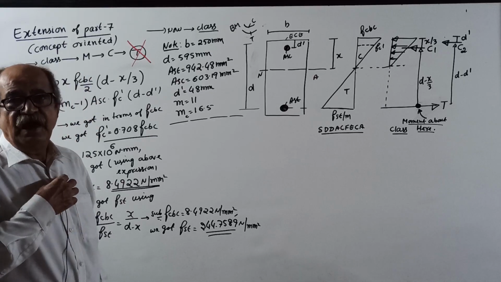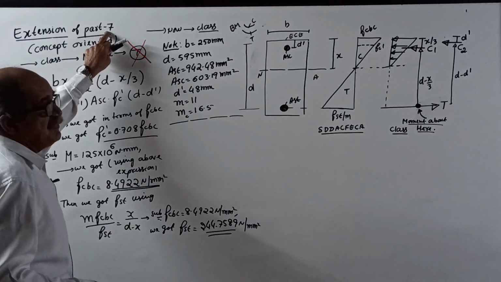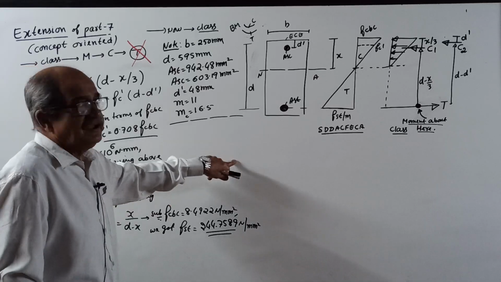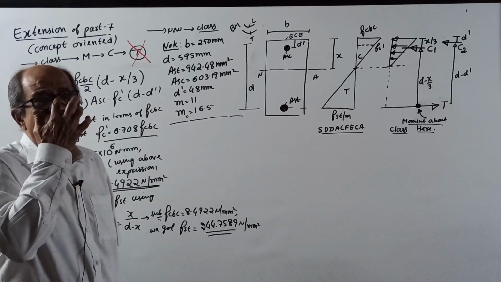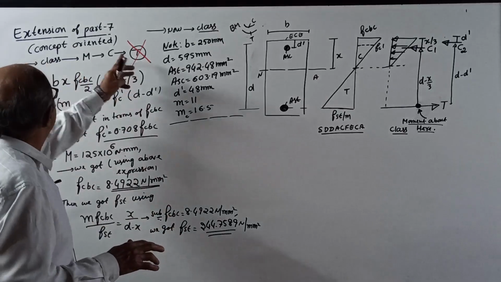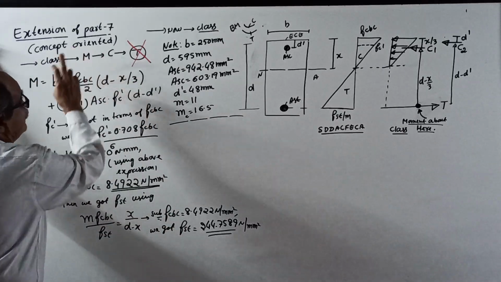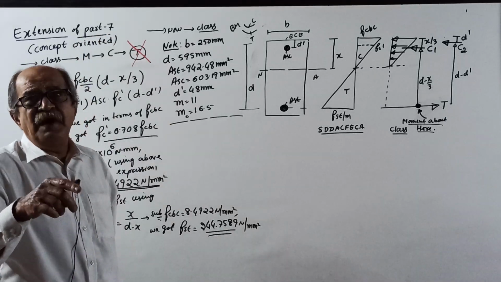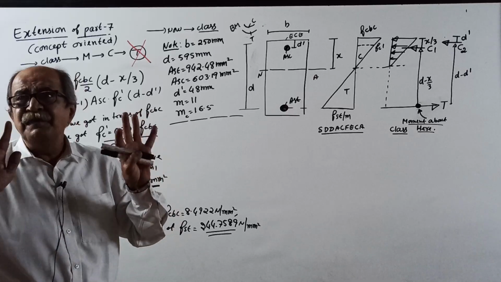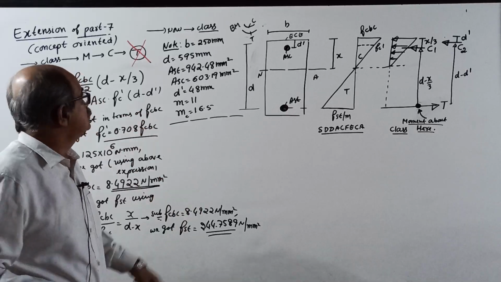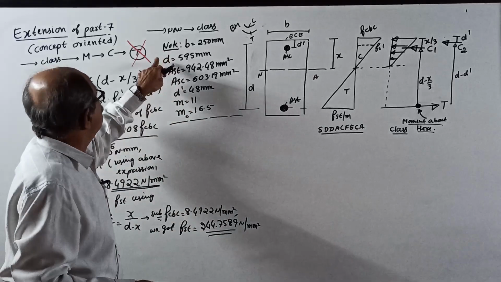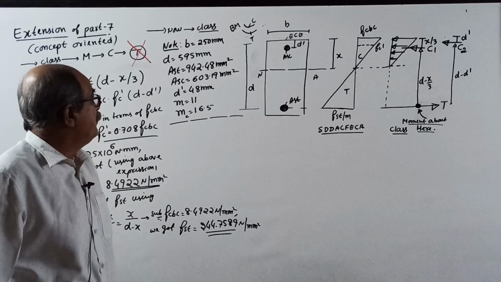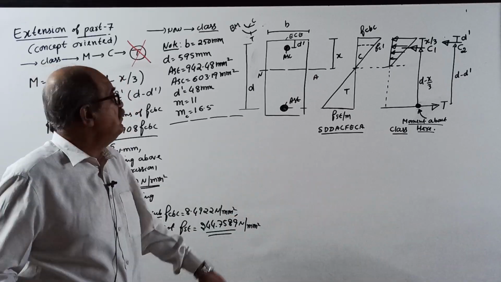This is the extension for class number part 7, that is the last part uploaded. Today is part 8. I think the number is correct, most probably. Yes, part 7, some concept oriented. Extension of part 7 means the same example we solved in part 7 you are considering. Remember, before you go through this class, you first have to go to that class and correctly understand it.